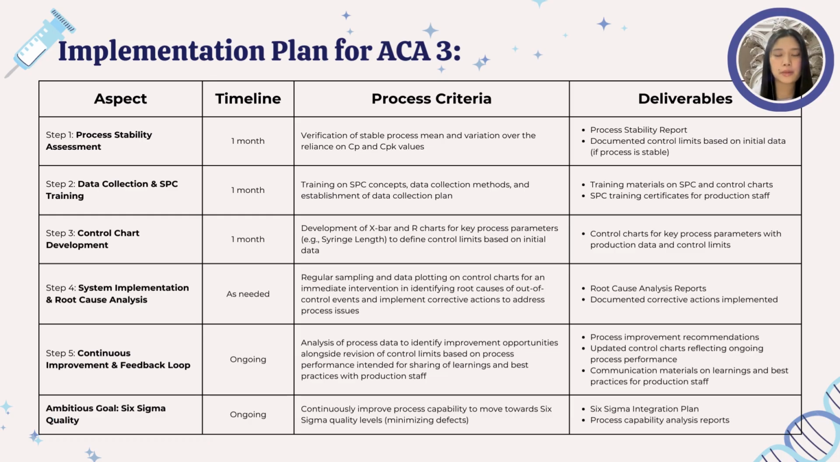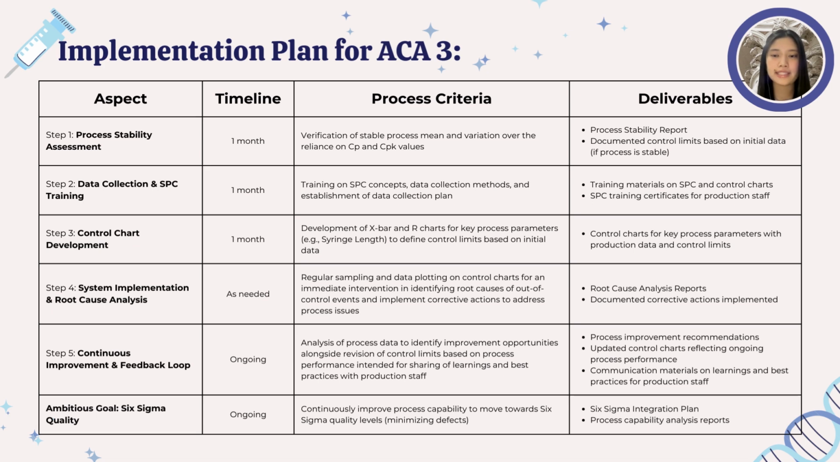Moving forward, this table outlines a step-by-step plan for ACA number 3, Implement Continuous Process Capability Monitoring and Improvement Plan, or CPCMI. Each row details the aspects of the plan, the estimated timeline for completion, the specific process criteria involved, and the resulting deliverables from each step.